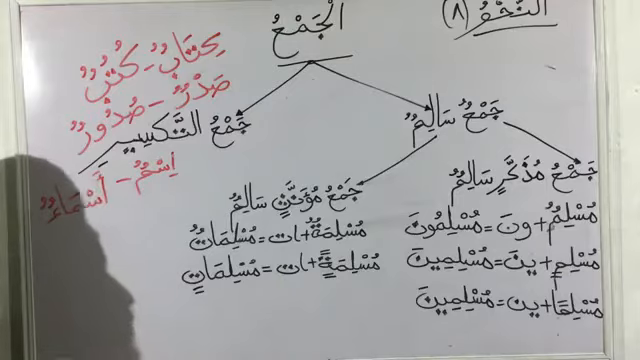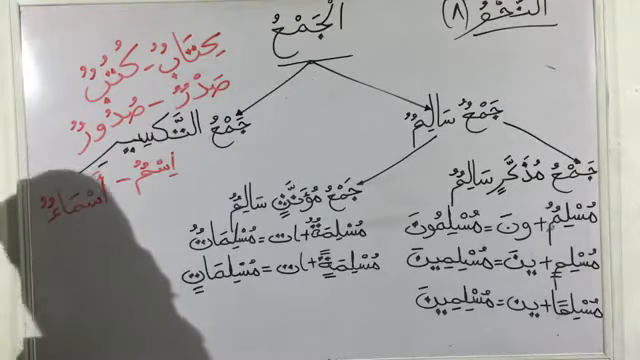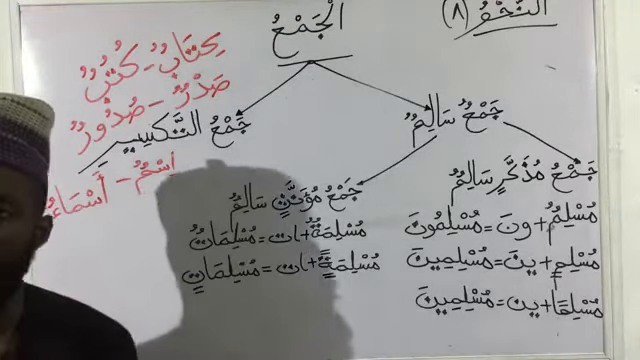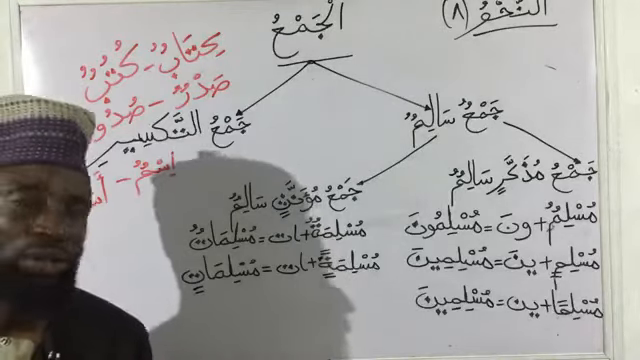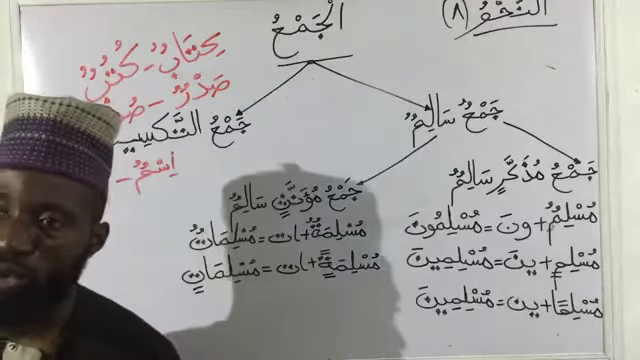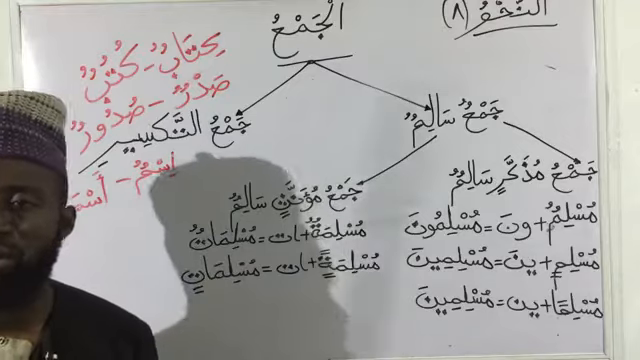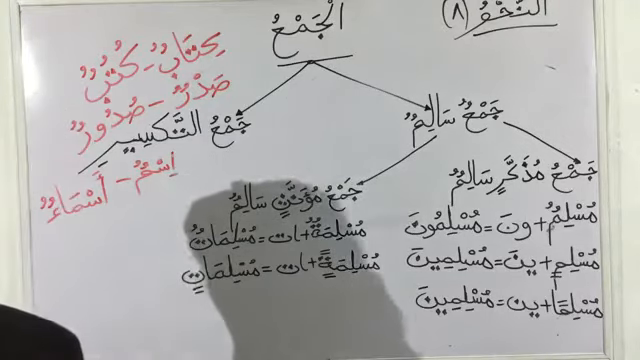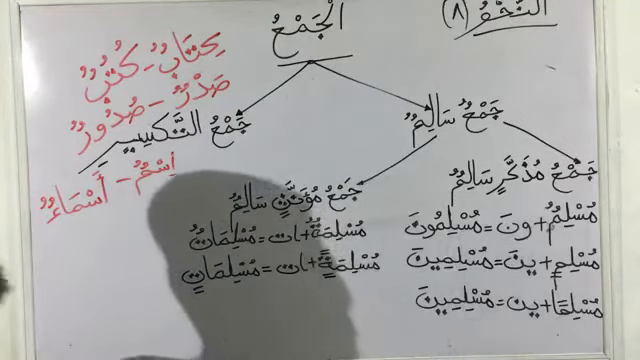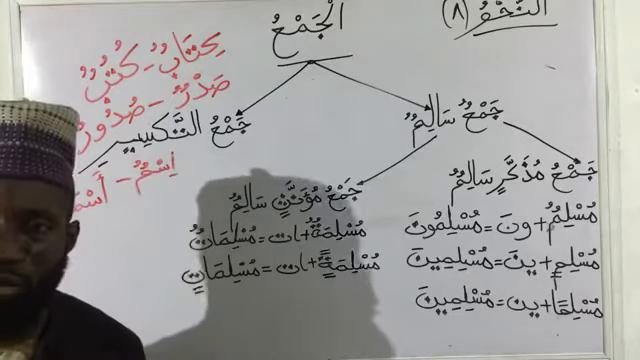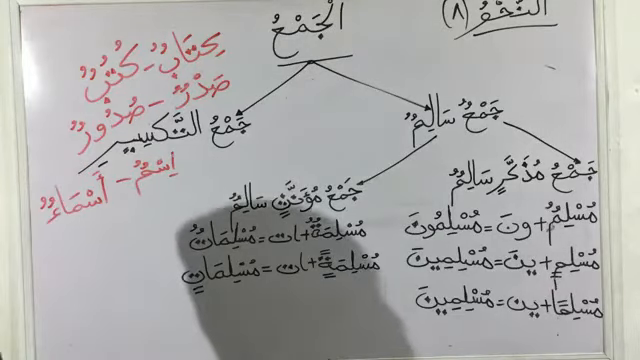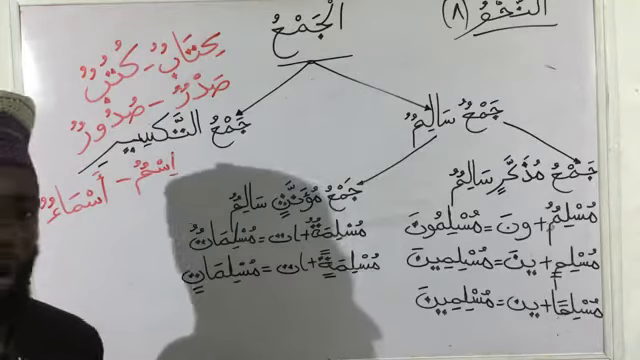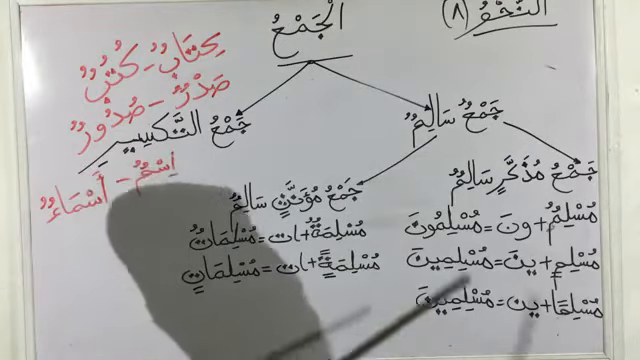We have plenty of examples: Muslimun, mu'minun, qanitun, sa'imun, fasting people, mu'minun, believers, muhsinun, good doers. Many words are like that. Do we get now? Mujahidun, those who are on jihad. So they are plural words. Do we get now? So we have seen that.